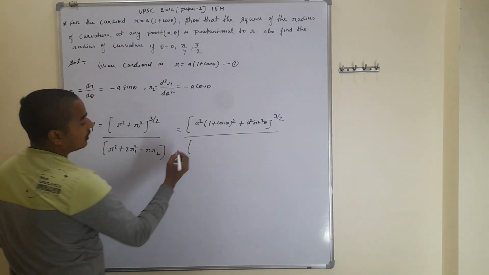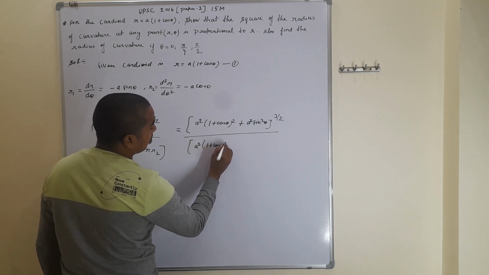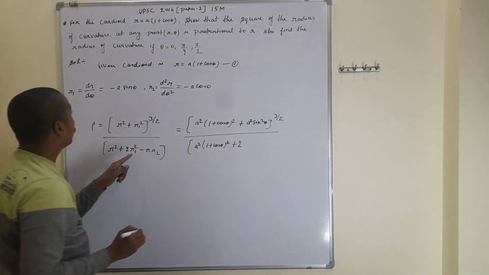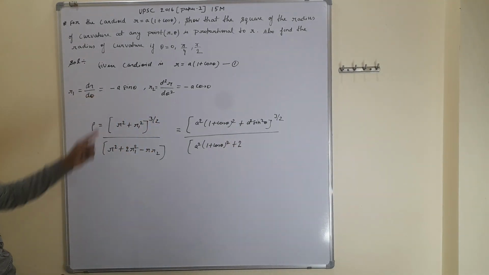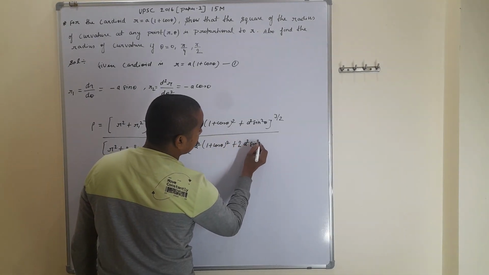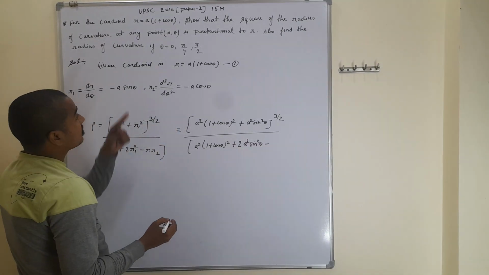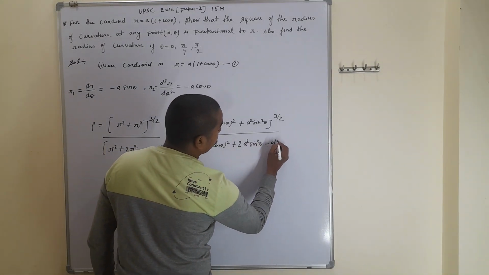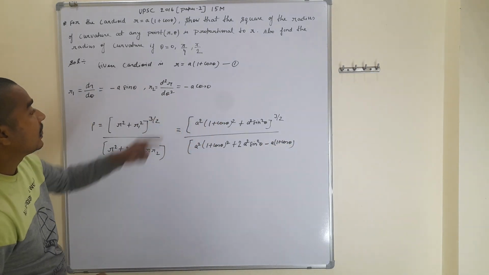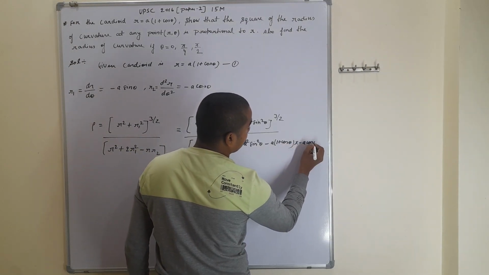r square, that is a square (1 plus cos theta) whole square, plus 2 r1 square, where r1 is minus a sin theta, on squaring a square sin square theta, minus r, in place of r a(1 plus cos theta), and r2 is minus a cos theta, into minus a cos theta.